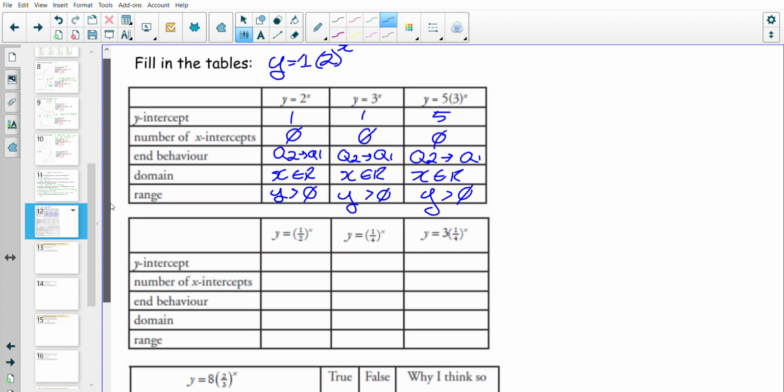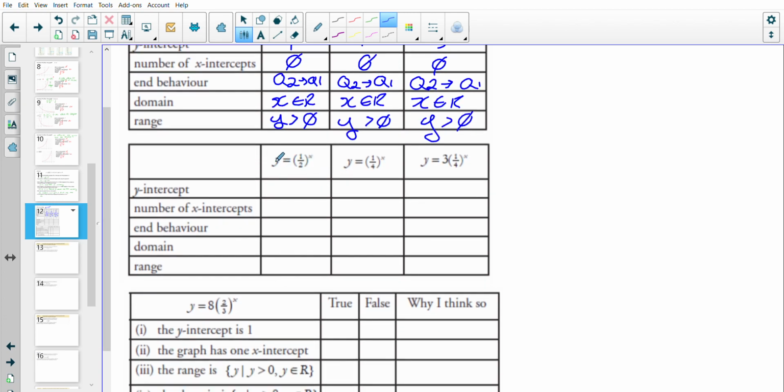Let's take a look at our fraction examples. Here, again, we can rewrite this as y is equal to 1 times one half to the exponent x. Meaning our y-intercept will be 1, number of x-intercepts is still 0, and end behavior is still the same. We still start at Q2 and go to Q1. So just because our exponential function is decreasing or increasing, it doesn't change the end behavior of the graph.